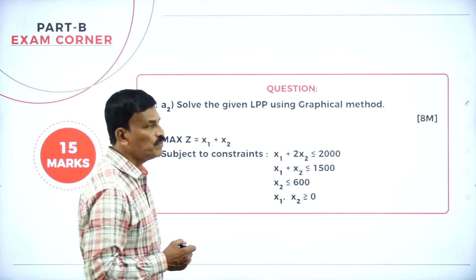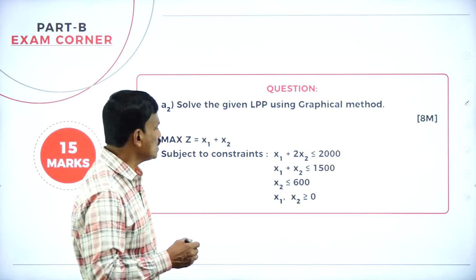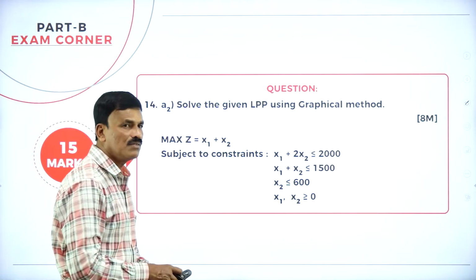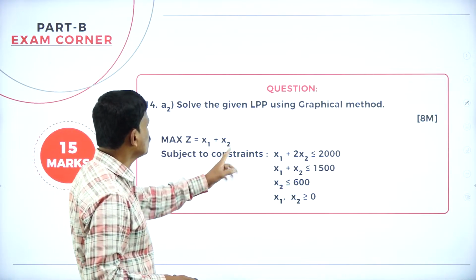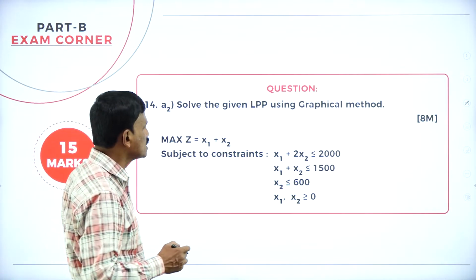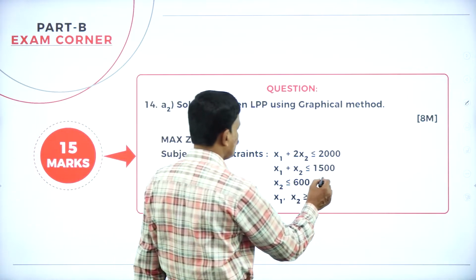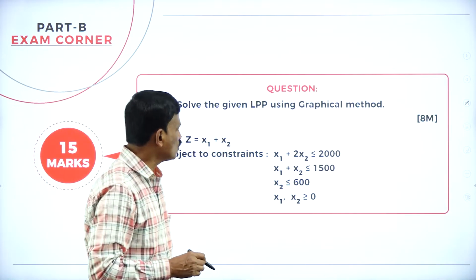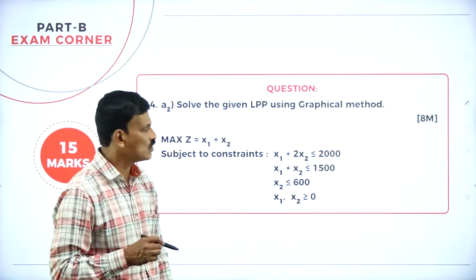Solve the given LPP using the graphical method. So we have to solve this using the graphical method. What is the problem given? Max z is equal to x1 plus x2 subject to the constraints x1 plus 2x2 is less than or equal to 2000, x1 plus x2 is less than or equal to 1500, and x2 is less than or equal to 600, x1, x2 greater than or equal to 0. So it is of the less than or equal to type.